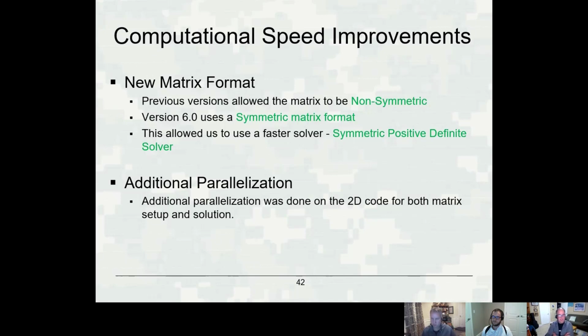The other thing we did is we further parallelized the code. There was a lot of stuff that goes into setting up the matrix, in other words, computing coefficients, computing friction terms, etc. That wasn't parallelized in the previous version. We parallelized all that, so that also dramatically sped up the code. So these two things are what we did to speed up the code in this version.